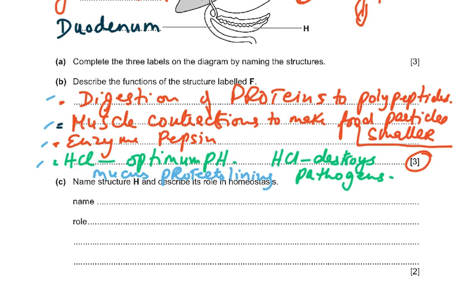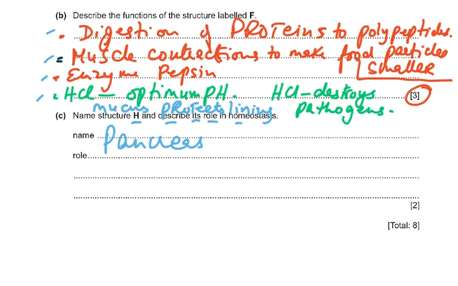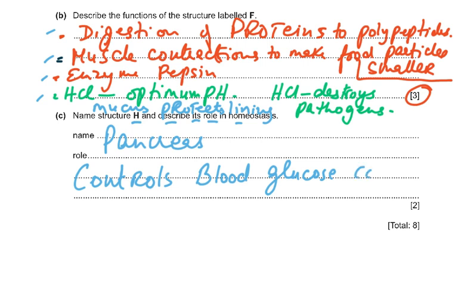Then it says name structure H and describe its role in homeostasis. Now you all know that is the pancreas. So the name would of course be correct, pancreas. And what does it do? It controls your blood glucose level. So basically it was very simple, controls your blood glucose concentration, producing insulin, because we're talking about that in the context of homeostasis. So controls blood glucose concentration, or you could say the level. Or you could have also said produces insulin.